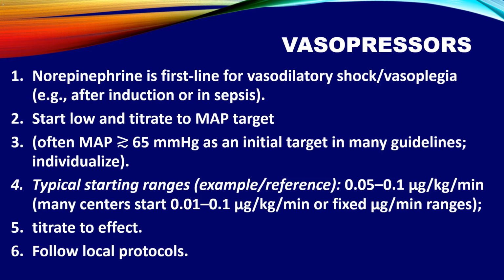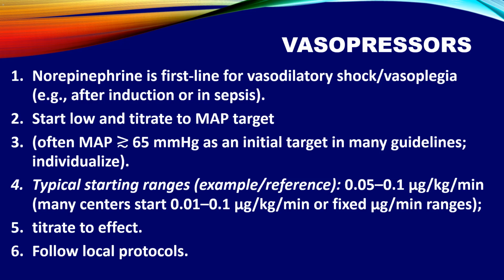1. First-line agent. Norepinephrine is the first-line vasopressor for managing vasodilatory shock or vasoplegia, such as after induction or in sepsis. 2. Titration. Start with a low dose and titrate to achieve the target mean arterial pressure (MAP). 3. MAP target. The initial target MAP is often around 65 mmHg or higher, but this should be individualized based on patient-specific factors.